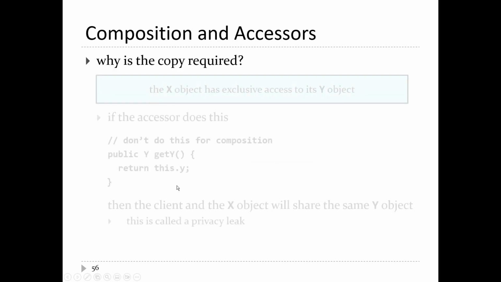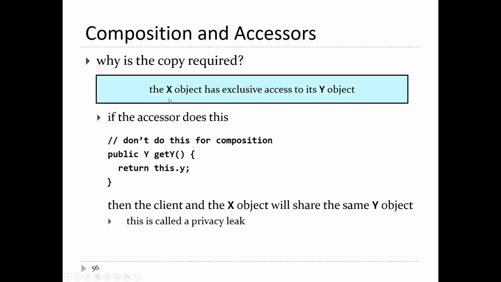Why is it required? Again, because in a composition, the X object has exclusive access to its Y object. It must not share its Y object. If you return this.y, you are sharing a reference to your internal Y object. And so whoever calls getY gets a reference to the internal Y object. The X object is now sharing its Y object with whoever called the method. And so now you have a privacy leak again.